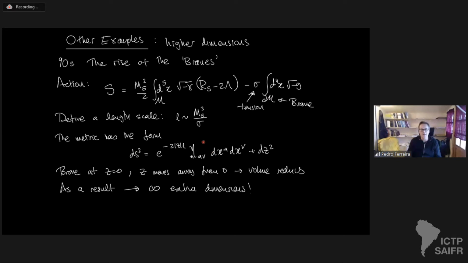This is the 4-dimensional part of the metric, okay? And then this is the 5th dimension. This is known as one of the Randall-Sundrum metrics, okay? What you have is that you live on this brane, okay? And as you move away from the brane, the volume shrinks, the volume reduces.